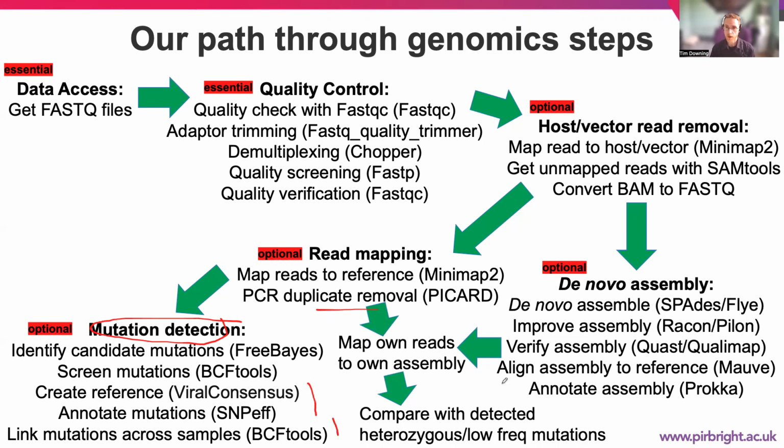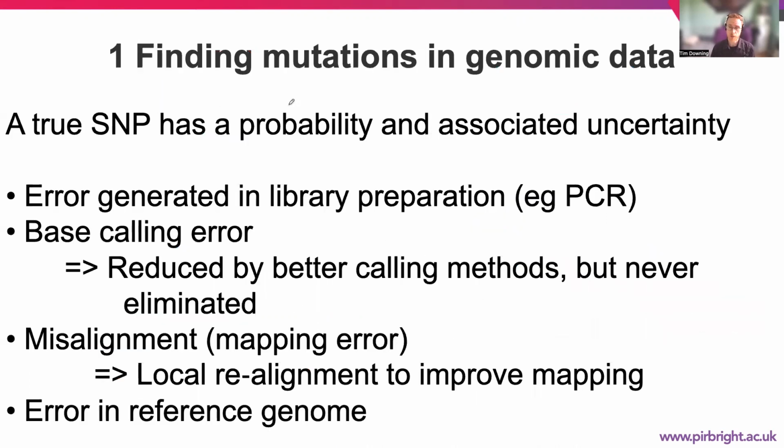So what we have to bear in mind for mutation detection is that each mutation has a probability and associated uncertainty. What we're trying to do here is quantify uncertainty. That uncertainty can be associated with the numerous library preparation procedures, particularly PCR, which can cause artifacts. The sequencing approach can also create mistakes. Base calling error is always an issue. There's mismapping and misalignment causing mapping error as well. And we may have an error in the reference genome itself.